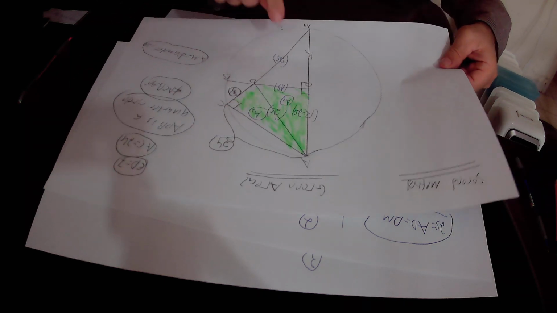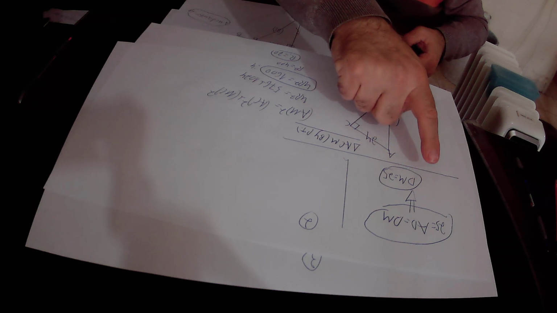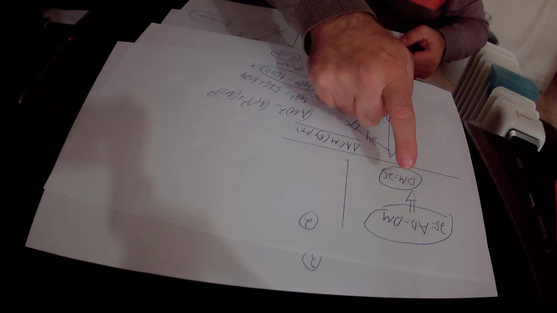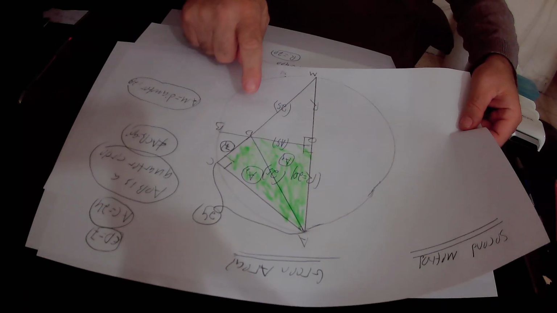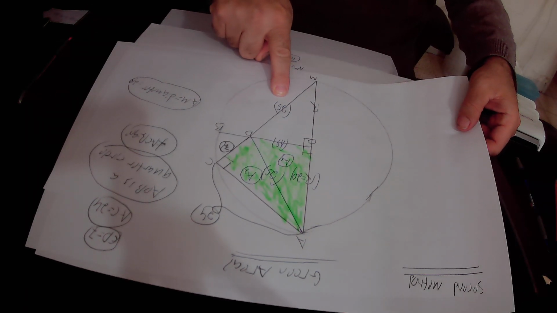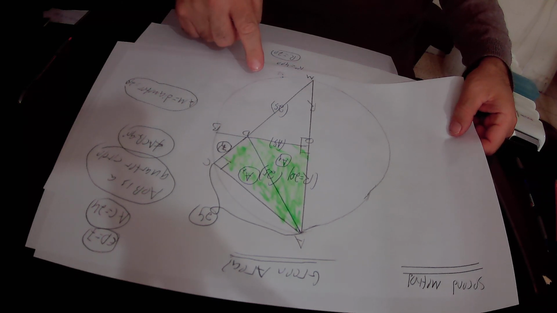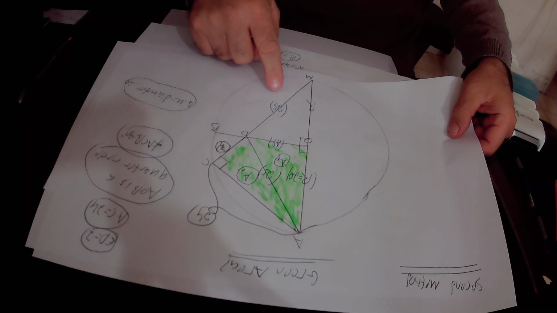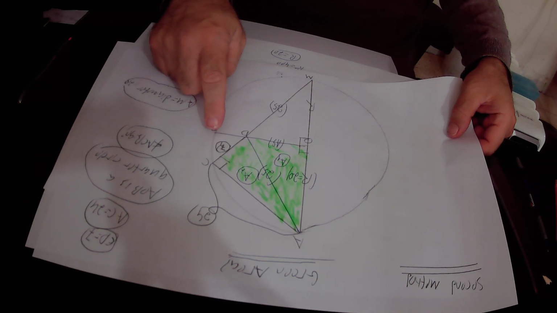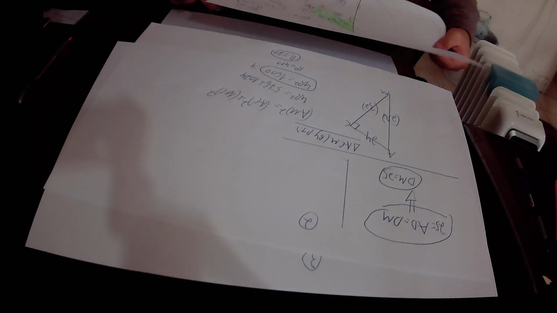We found out that AD is 25, so I can take that AD is 25, and from this equation 25 equals AD equals DM, derive that DM is also 25. Here DM equals 25. Therefore CM in total equals CD plus DM, that is 7 plus 25, so CM equals 32.